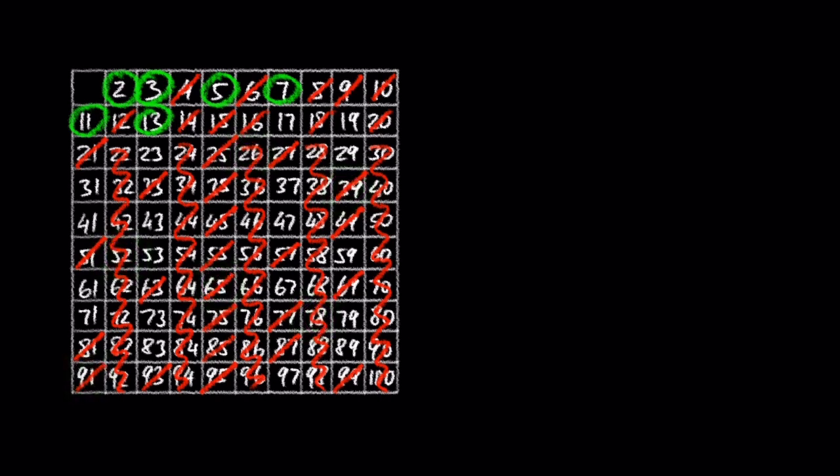That's weird. Why don't we need to cross out any more numbers? Let's look at the next number, which is 17. So 17 has to be prime. 34 is crossed out, 51 is crossed out, 68 is crossed out, and 85 is crossed out. Why are all these numbers already crossed out? I can tell you that we are done. We don't need to cross out any more numbers.